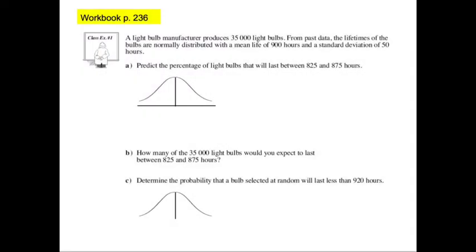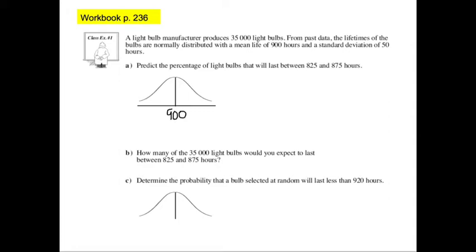A light bulb manufacturer produces 35,000 light bulbs. From past data, the lifetimes of bulbs are normally distributed with a mean life of 900 hours and a standard deviation of 50 hours. So we have to predict the percentage of light bulbs that will last between 825 and 875 hours. Well, since 900 is the mean, that's what's going to go directly in the middle of this diagram.